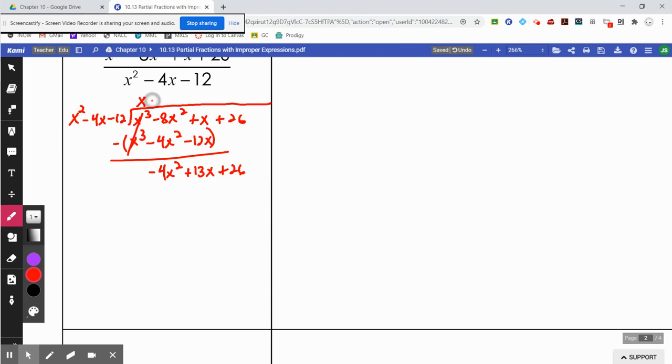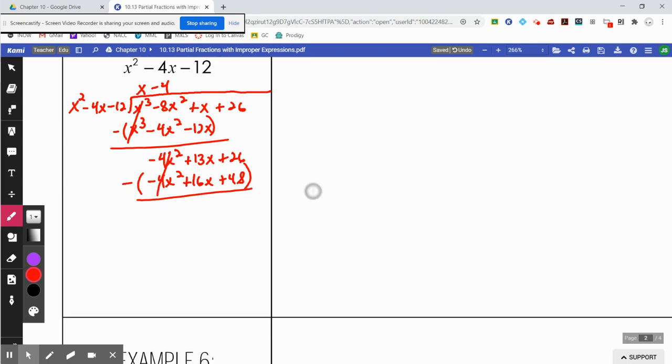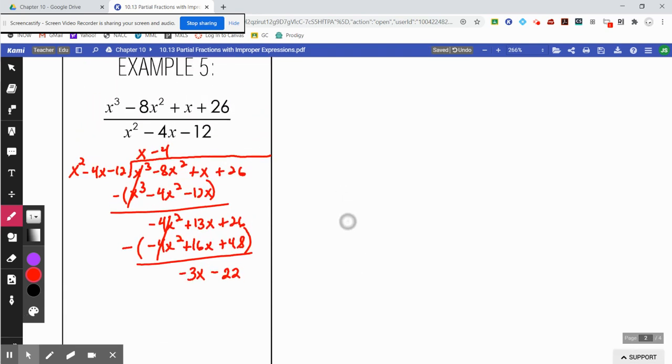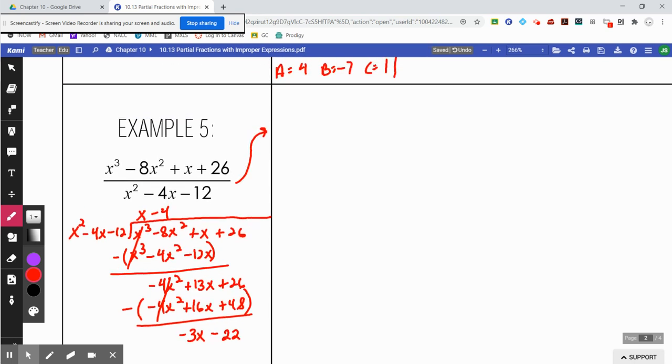X squared into negative 4x squared goes negative 4 times. Distribute gives me negative 4x squared plus 16x plus 48. When you subtract, these cancel, leaving you with negative 3x, and 26 minus 48 is negative 18. Actually, excuse me, negative 22. There we go. So now we have rewritten this into x minus 4, which is what we got when we divided, plus your remainder over what you're dividing by.